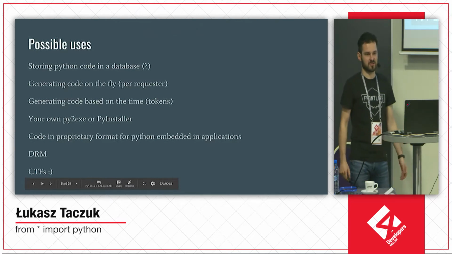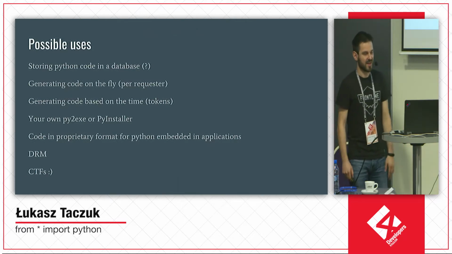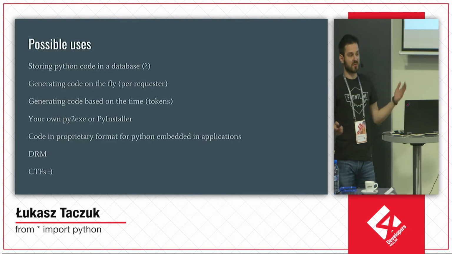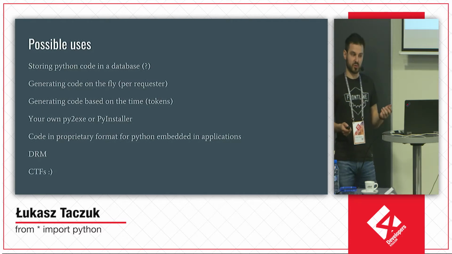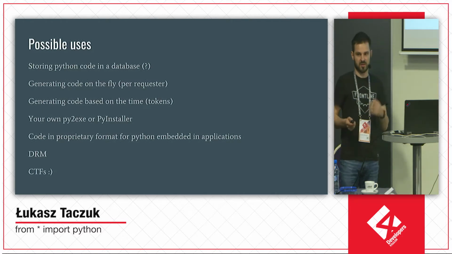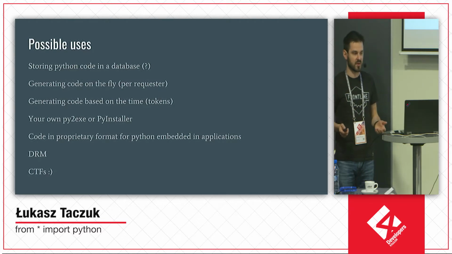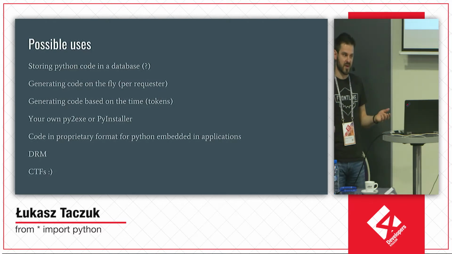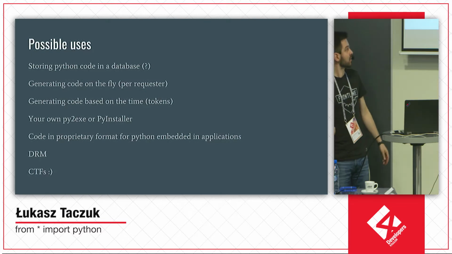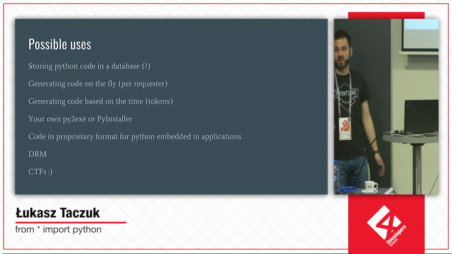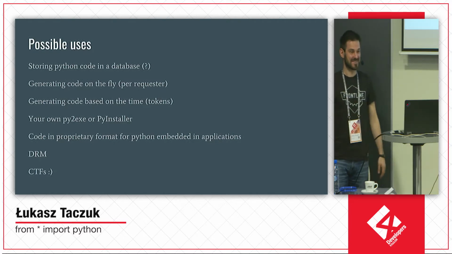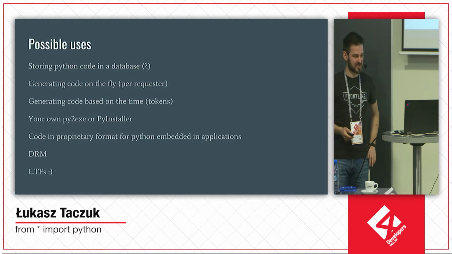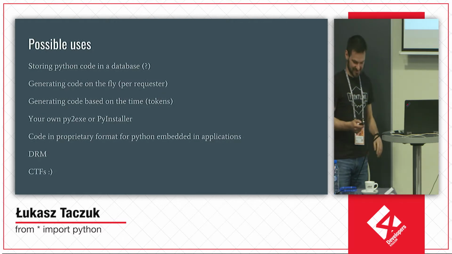What are the possible uses of this thing? Well, I've heard about people storing Python code in a database. Honestly, I don't really know why, but they were doing this for their company, so they probably had a good reason to do so. They should store it in the blockchain. Yes, storing code in a blockchain could be a good way also.